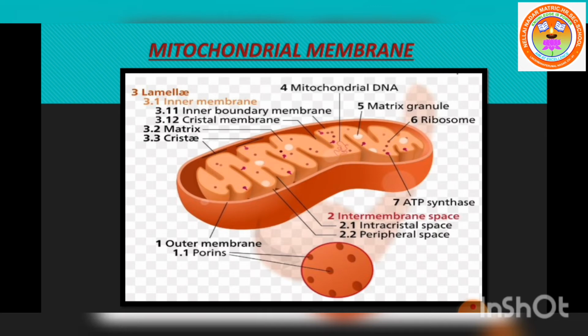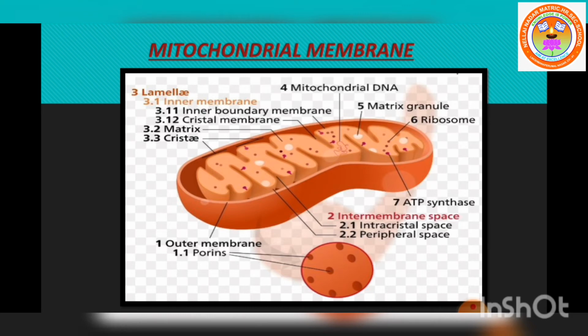Now the inner membrane. The inner mitochondrial membrane is a semi-permeable membrane, selectively permeable. It does not allow all particles to enter into the mitochondria. This inner mitochondrial membrane regulates the passage of material into and out of the mitochondria. It is rich in enzymes and carrier proteins. It consists of 80% proteins and lipids.